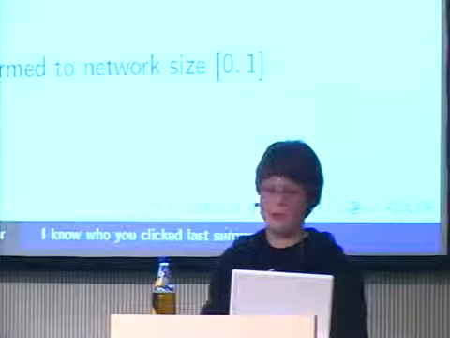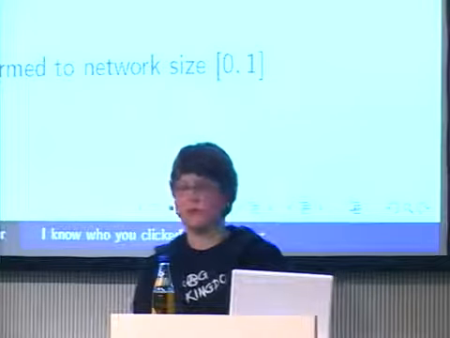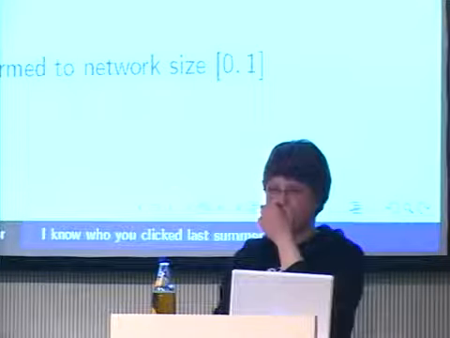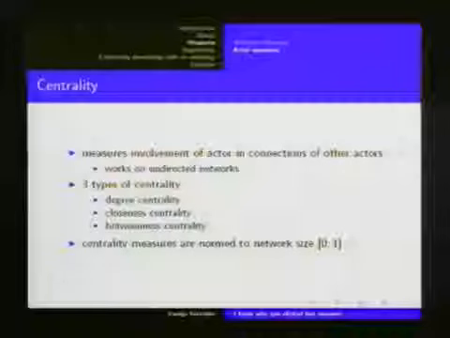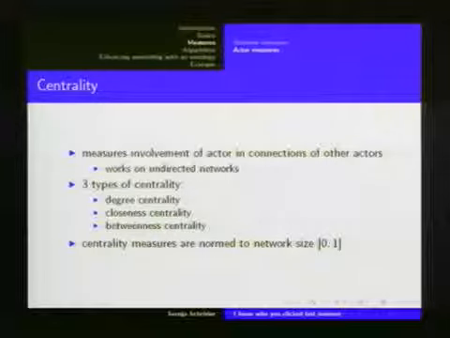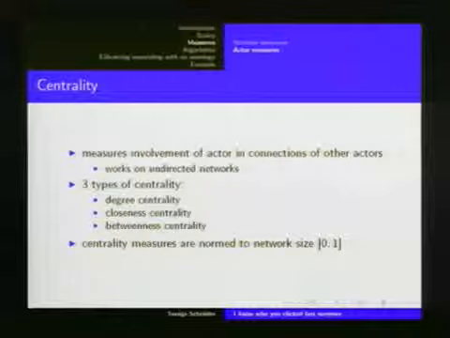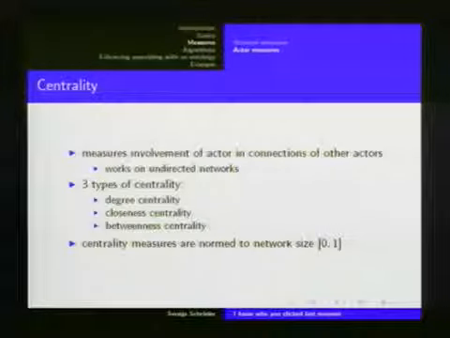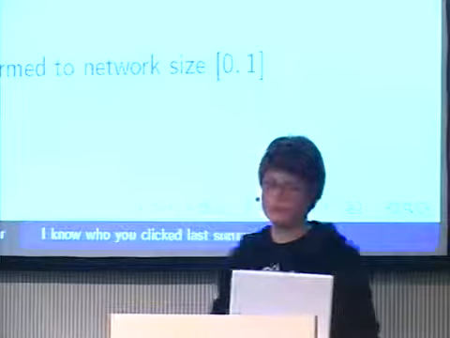I'm going to start with centrality, and I'm going to keep this very brief. If you want to look up all the mathematical details, maybe you turn on Google and Google it, or you ask me. This measure captures the involvement of an actor in the connections of other actors, and centrality works on undirected networks. There are 3 types of centrality, which are just different ways to compute it, depending on what exactly you want to know.